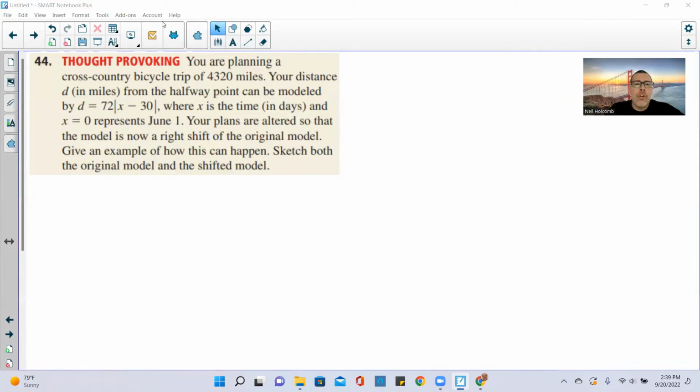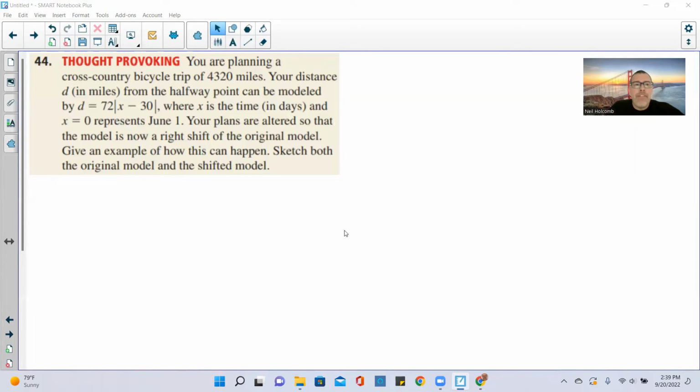Your plans are altered so that the model is now right shifted of the original model. In other words, you couldn't go on June 1st. Now you're going to leave later. That's going to shift the entire model, and your starting time and end time are going to change with it. So it's a right shift of however many number of days d you're delayed. That's what this question's saying. So give an example of how this can happen and sketch both the original model and the shifted model.